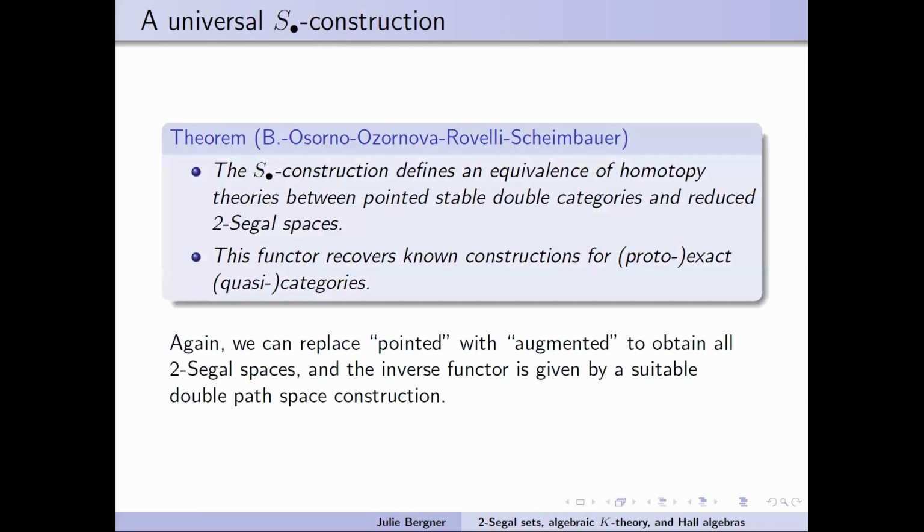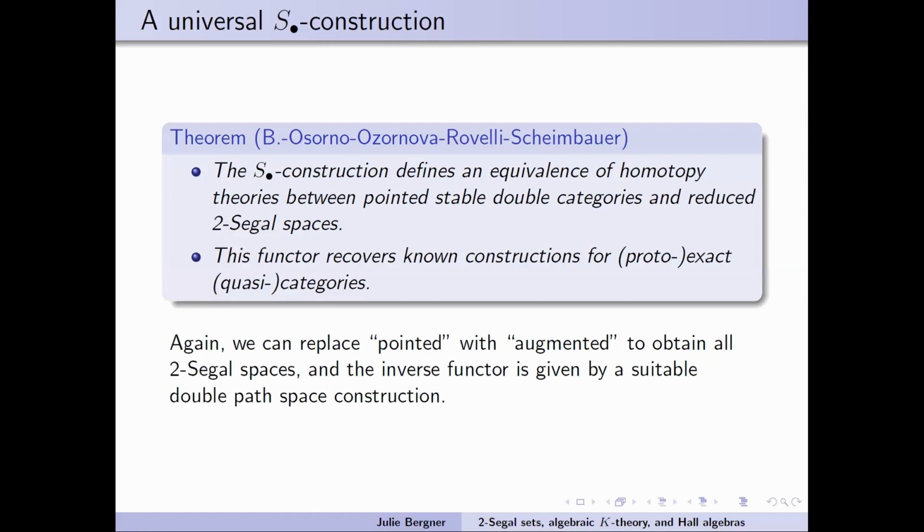Okay, so with the same co-authors, in a following paper we showed that the S dot construction defines, so this is not an equivalence of categories anymore, but an equivalence of homotopy theories. So this was actually realized as an equivalence of model categories, but I chose not to talk about that in this talk series. But so, a suitable notion of equivalence between pointed stable double categories and reduced 2-Segal spaces.